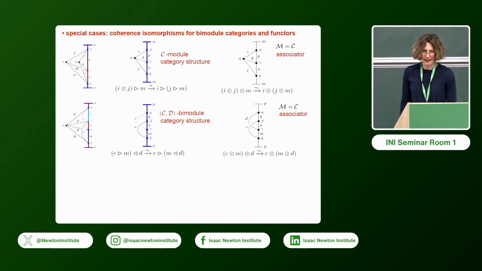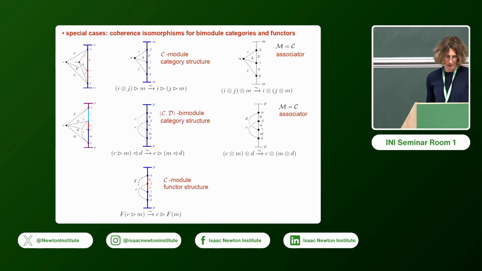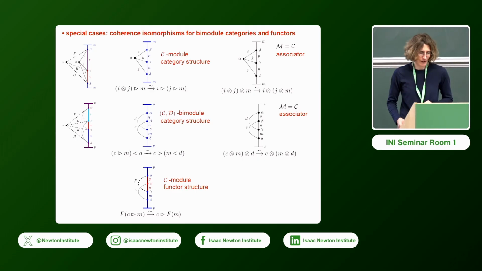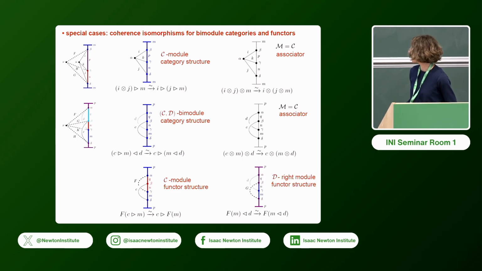And again, I can take the category C, a spherical fusion category, as a bimodule category with the tensor product. And then this represents the associator. And similarly, we can now also decide to take the lines labeled by C and D trivial and to keep some of the lines labeled by functors. Then one gets a 6J symbol that describes the C module functor structure, and one gets a 6J symbol that describes the D right module functor structure.